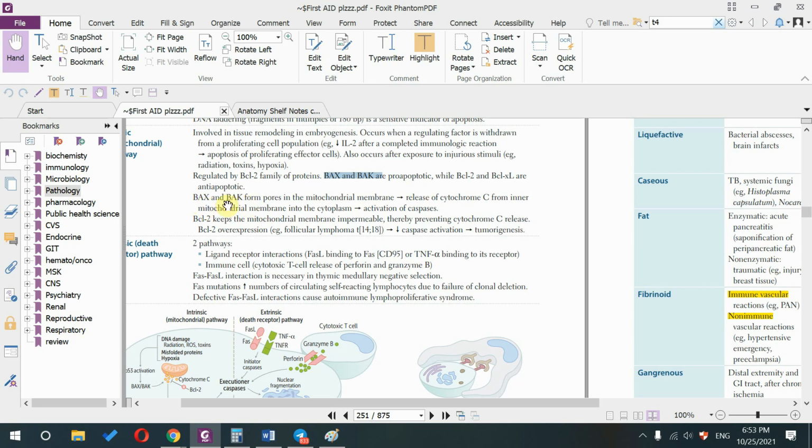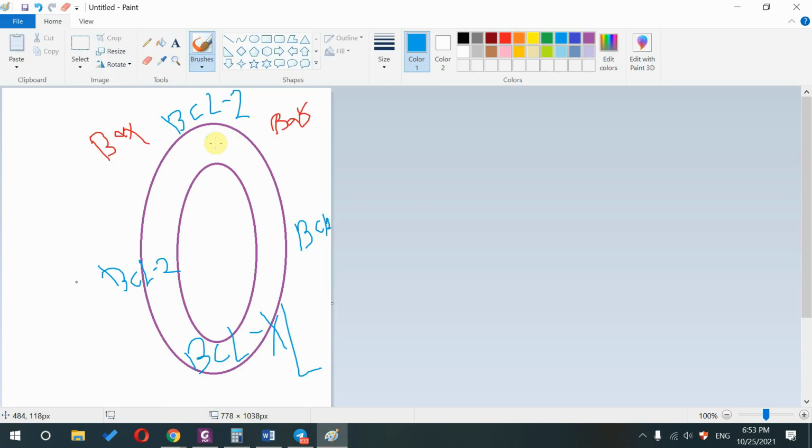Okay, so the BAX and the BAK form pores in the mitochondrial membranes. I told you that they are the bad guys. They want to destroy the membrane. And if the membrane does get destroyed, there is something inside. What are all of these BCLs protecting? They are protecting the thing that I'm drawing in green. It is something called cytochrome C, okay?